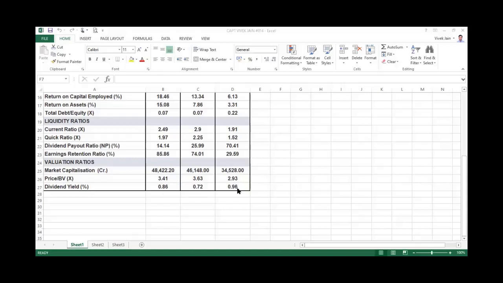Dividend yield, depending upon the market price, whatever dividend has been given, benchmark here is 1 to 1.5 to 2%. Sometimes even less than 1, sometimes more than 2.5 or 3. But average is 1 to 1.5. So here the yield is almost nearly 1% for Dr. Reddy.